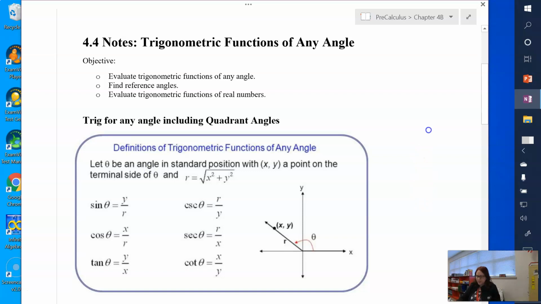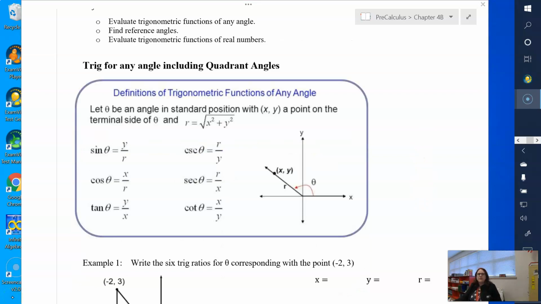First up is some tips for how to do trig functions of any angle. So note in this picture here, I have an angle drawn. The initial side is on the x-axis, and the terminal side goes through a point with coordinates x, y. And what we have to do here is take into account the fact that point may not be just one unit from the origin like it would be on the unit circle.